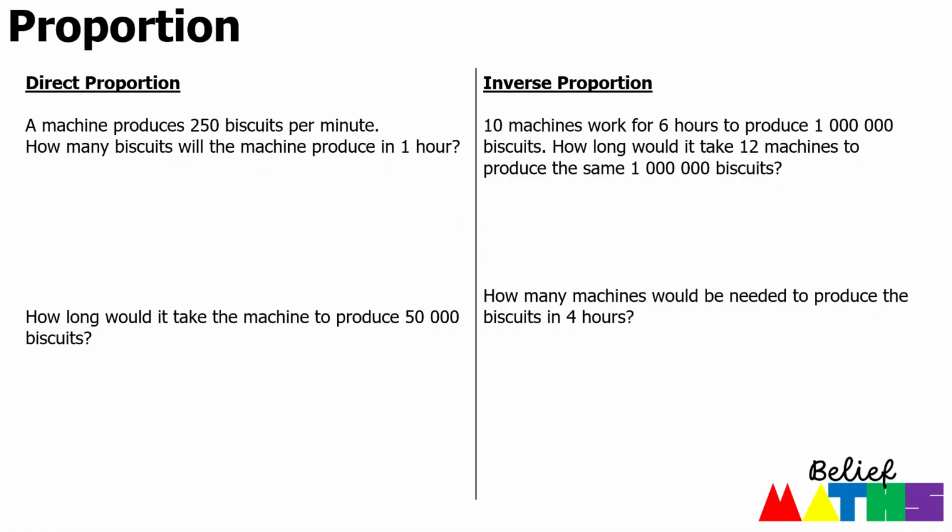Now, simple proportion we can look at. We've got two options. You've got direct and inverse proportion. You're often not told which one it is, but it's usually quite obvious. So direct proportion means as one goes up, the other goes up. Inverse proportion, as one goes up, the other comes down.